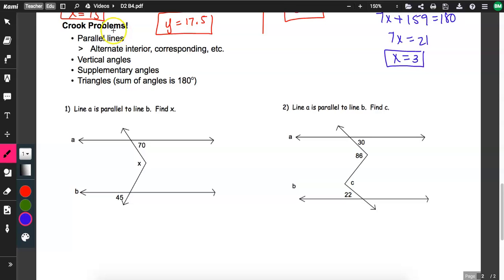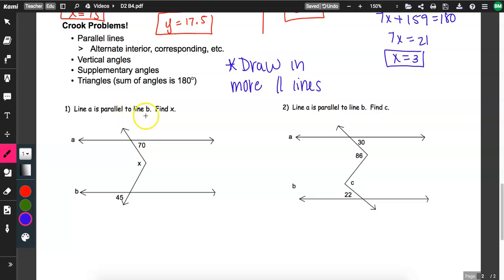So we're going to use some strategies, parallel lines, all the things we've talked about with them. Vertical angles we've looked at today already, supplementary angles, and triangles if you can. The best piece of advice though is to draw in more parallel lines. Okay, and you want to draw them in the crooks, so in the bend of the middle part. So let's do a couple together here.